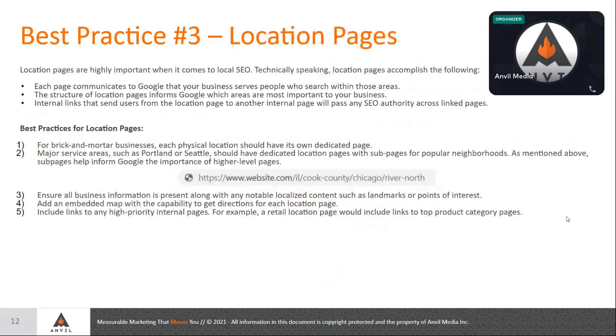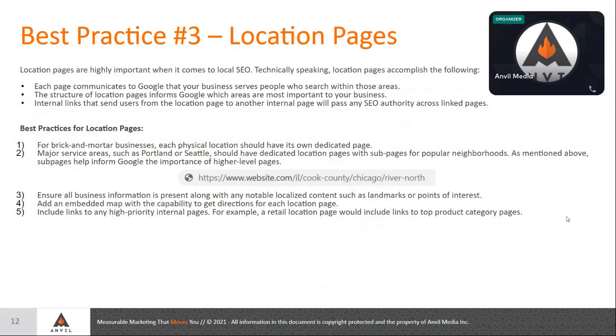The next best practice is creating individual location pages. Location pages are highly important when it comes to local SEO. Technically speaking, location pages accomplish the following goals. Each page communicates to Google that your business serves people who are within your service areas. The structure of the location pages informs Google which areas are most important to your business. And the internal links on those location pages send users from the location pages out to other internal pages and will pass SEO authority across those links.